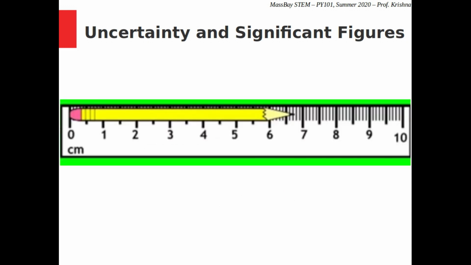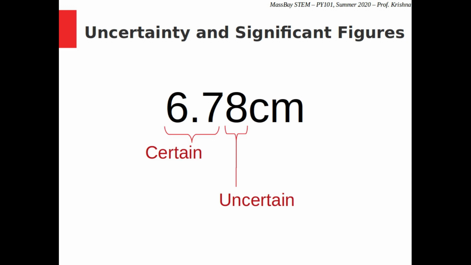On the other hand, what if I measured the pencil with this ruler? It's more finely graded, down to millimeters in fact. Let's measure. It is between 6.7 and 6.8, maybe 6.78 centimeters. If I report this number, then my uncertain digit is the 8, and I have 3 significant figures. A more precise measurement is characterized by more significant figures.